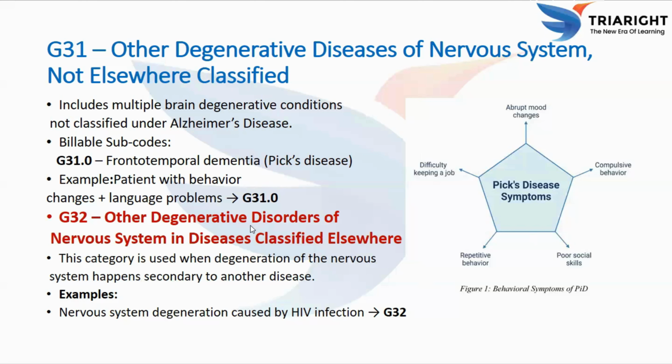So what do these two lobes control? They usually control personality, behavior, and also speech and language, right? So these areas get damaged due to this degenerative disease. So what are the common symptoms of Pick's disease? You can see over the picture at the right side. The common symptoms of Pick's disease are difficulty in keeping a job, abrupt mood changes. You can also find compulsive behavior, poor social skills, repetitive behavior. These are all examples of Pick's disease symptoms.